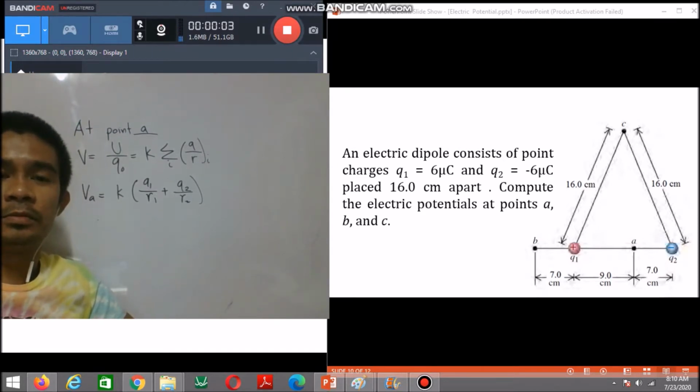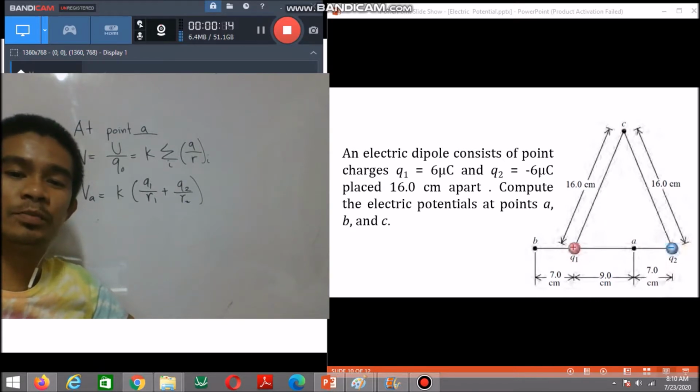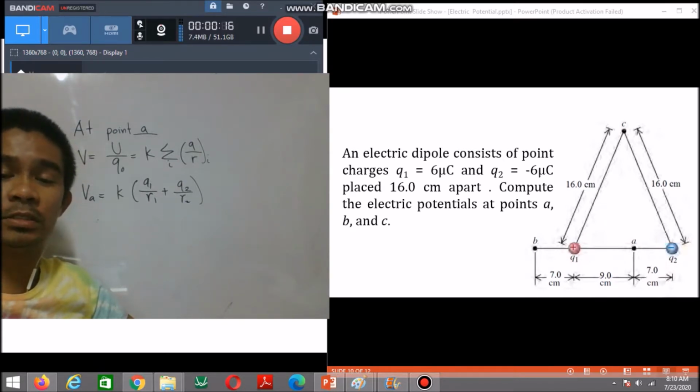So let us solve a sample problem involving electric potential due to a collection of point charges. The problem goes this way. An electric dipole consists of point charges Q1, which is 6 microcoulomb, and Q2 equals negative 6 microcoulomb, placed 16 centimeter apart. So we'll compute the electric potentials at point A, point B, and point C.